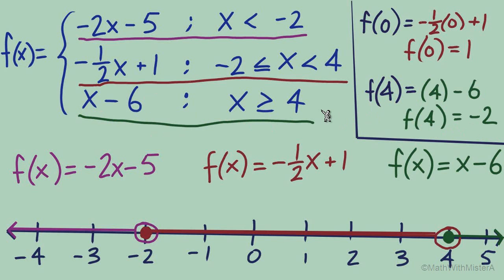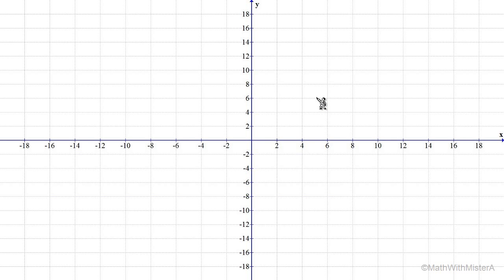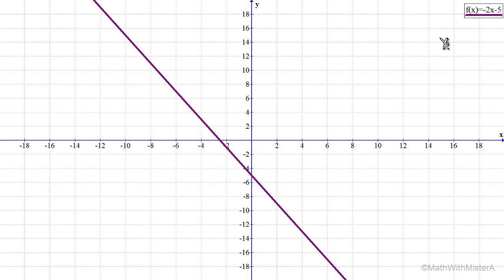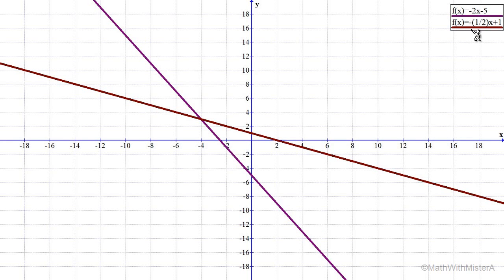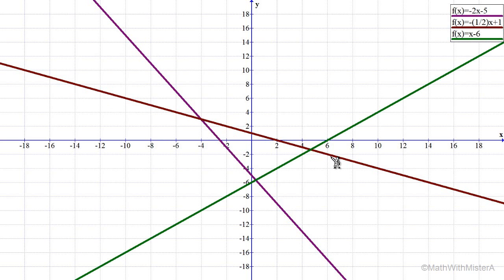Let's look at these ideas a little bit further by looking at the graphs of these functions. The first function, f of x equals -2x minus 5. And I've graphed the whole line for all x values, even though we know that this function really only uses x values that are less than -2. But we'll make that adjustment in a couple of moments. The next function, f of x equals -1/2 x plus 1. Here it is. It's supposed to be a dark red color. And the third one, f of x equals x minus 6, is here in green. So we're looking at all three of these functions, all graphed using all x values.